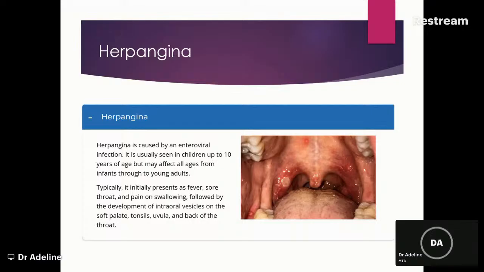This is the case of herpangina, which is also another enteroviral infection. It is usually seen in children up to 10 years of age, but it can also affect all ages, even young adults. Initially, it presents with fever, sore throat, and pain on swallowing, and this is usually followed by development of intraoral vesicles on the soft palate, tonsils, uvula, and back of the throat.